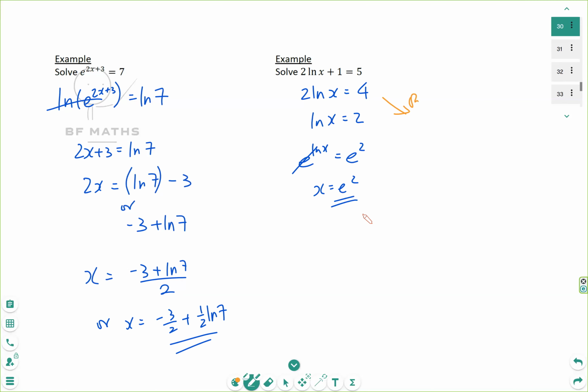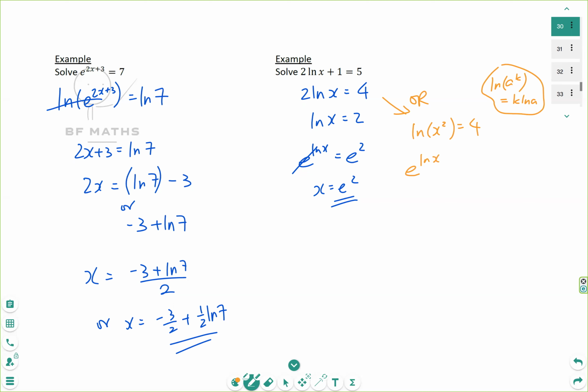Or what we can do in here is bring the 2 into the power. I was going to show you different algebra here because you want to open your eyes to different algebra that could be applied to ln. What we've done here is the power law. Remember, ln a to the power of k equals k ln a. We're just reversing the process. So power law.